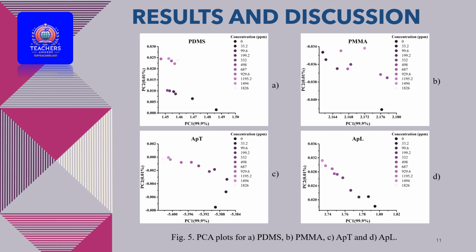In the case of greases, APT and APL present a clear response. It is even better since the response follows a linear behavior for the complete range of measured concentrations in the PC's space.